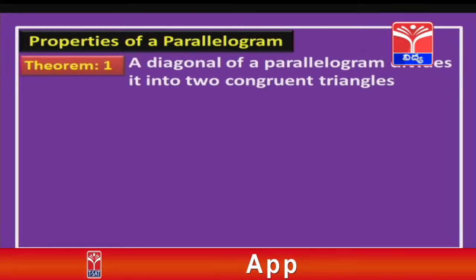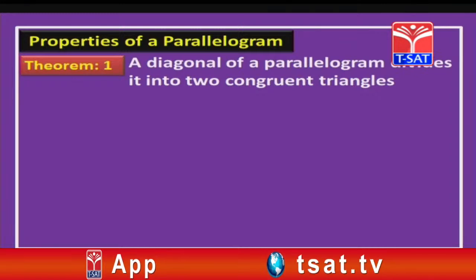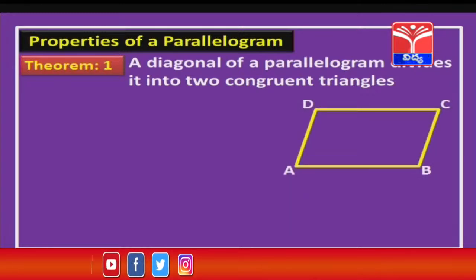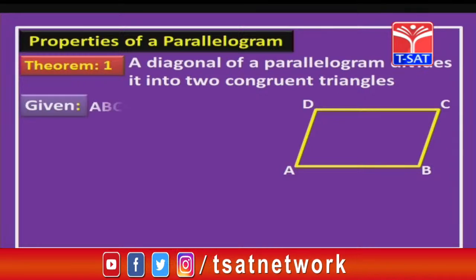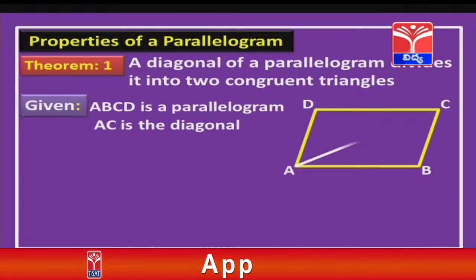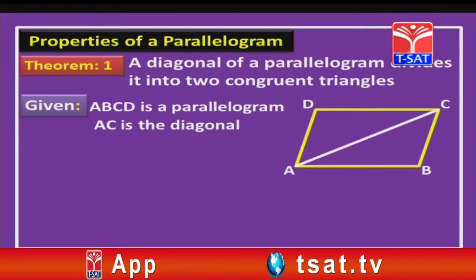The first theorem states: a diagonal of a parallelogram divides it into two congruent triangles. This is the statement of the theorem. So, let us draw a parallelogram ABCD. What is given, children? Yes, ABCD is a parallelogram and AC is the diagonal. So, this is given to us, children.